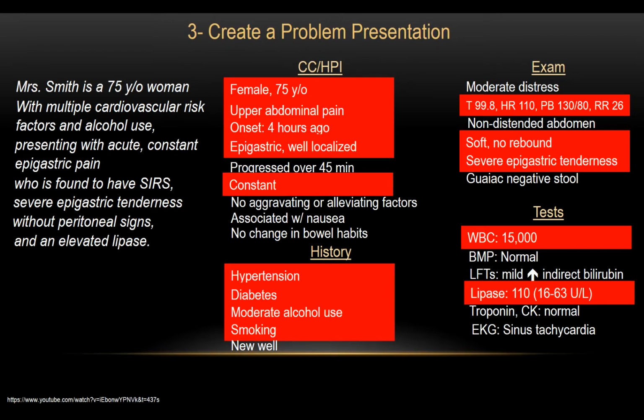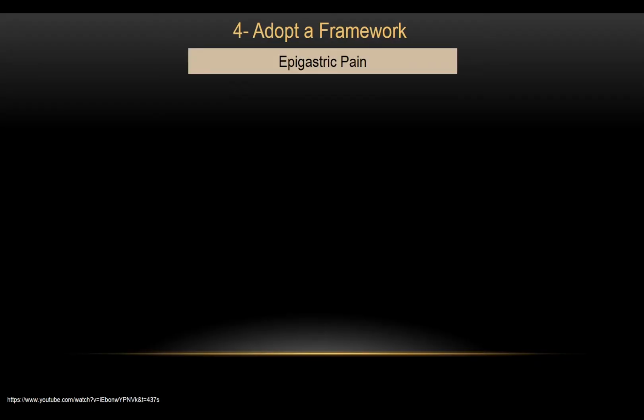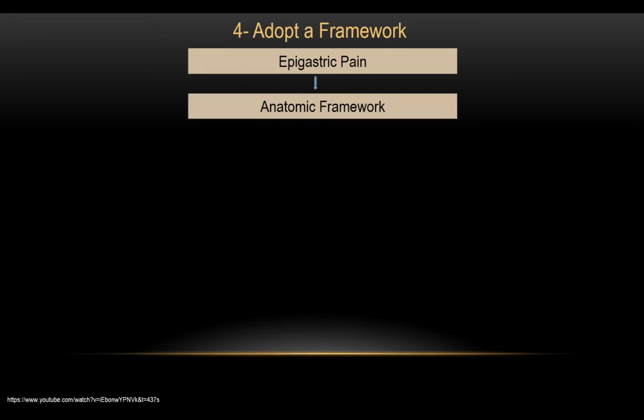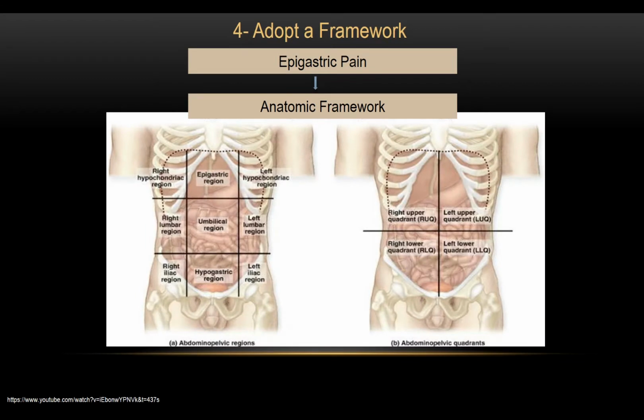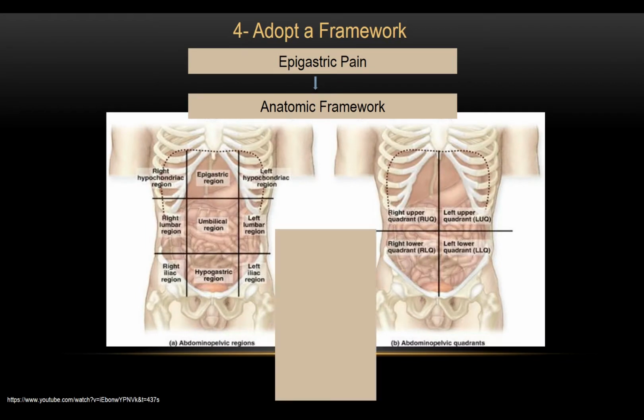This is going to be the most important step, because this is going to help you adopt a framework to think. So what framework am I going to adopt? It's usually easier to adopt an anatomic framework. Like, I have pain in my upper abdomen. So the logic is to think, what do I have here? What organs do I have, so that I can predict where this pain comes from. So for epigastric pain, the anatomic framework would work better.